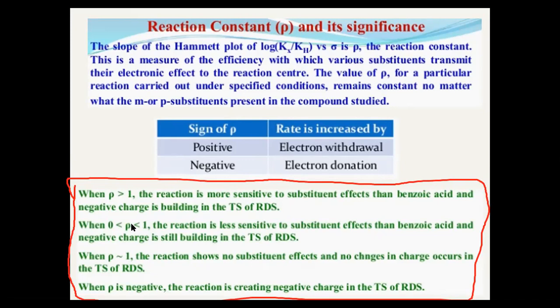When rho is almost equal to 1, no effect of substituent is observed. No changes in the charge occur in the transition state of the RDS. And the last point: when rho is negative, that is, the reaction constant is negative, the reaction is creating what? Positive charge in the transition state. It should be positive charge in the reaction. That's all.